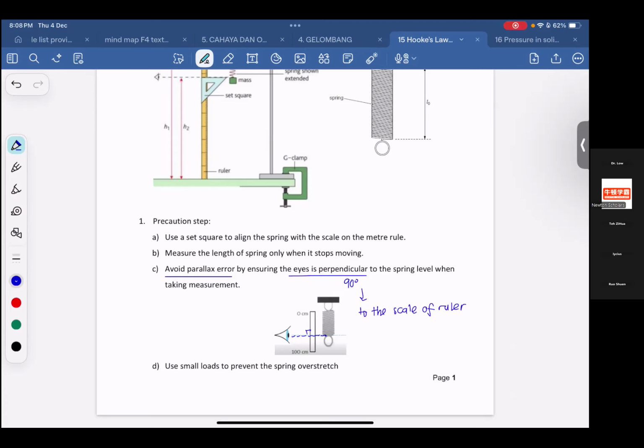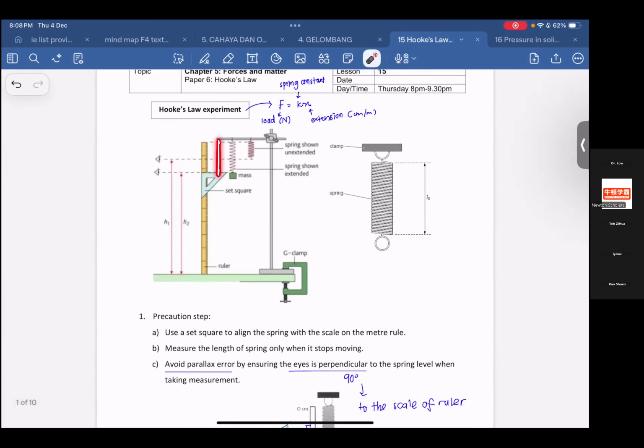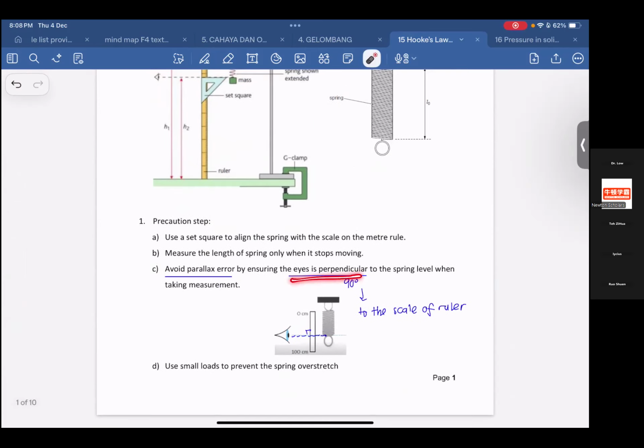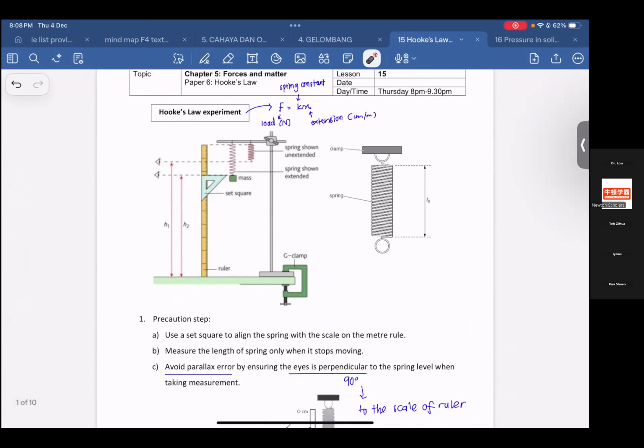What else? D is here. You can add number E. Ruler put nearer to the spring. This is one of the techniques. So three techniques that are commonly used in paper 6: we use the set square as our horizontal reference, helping us to take the reading correctly. Second, make sure your eyes are perpendicular to the ruler to avoid parallax error. One more, ruler close to your spring.